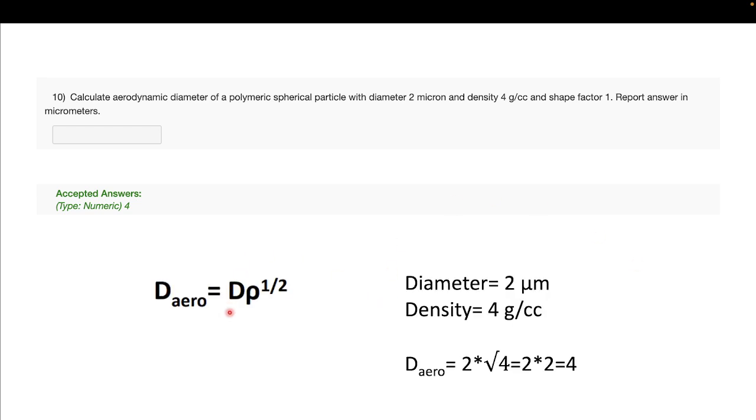Your aerodynamic diameter is nothing but the actual physical diameter of the particle multiplied by the root of the density. You already have the values here. You know the actual diameter, you know the density of the particle. You just put it into the formula and you'll get 4. Is this clear? Your aerodynamic diameter is not necessarily, but in this case, different from your physical diameter because of the density. You just have to remember this simple formula: aerodynamic diameter is your physical diameter into root of the density. Is this clear?